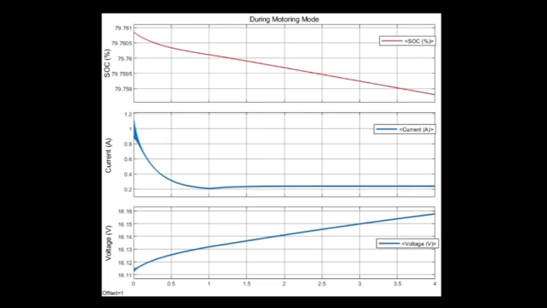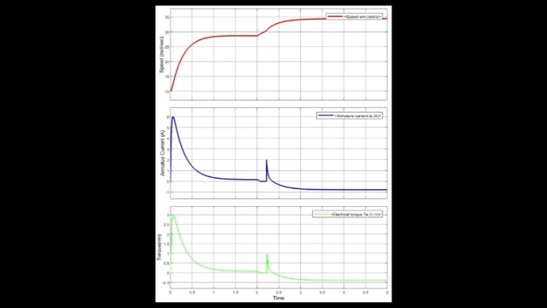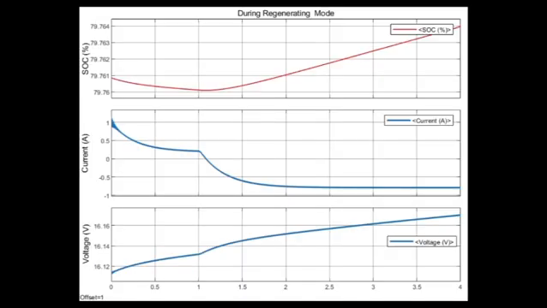We have applied a negative torque for regenerative mode. Until 2 seconds, the operation is motoring, and after 2 seconds, the operation is regenerative mode. So after 2 seconds, the armature current and torque become negative. The spike in the armature current and torque is due to the transition between motoring and regenerative mode. In regenerative mode, the state of charge of the battery increases. You can see in the graph that the state of charge increases and the current value is negative, ensuring the system is operating in regenerative mode.